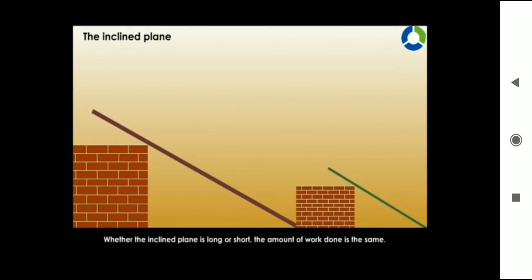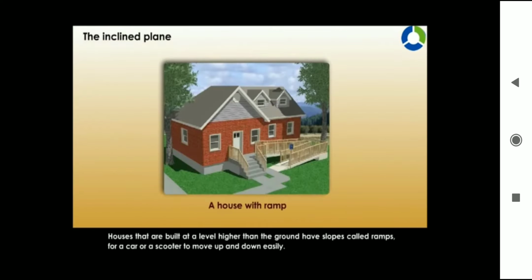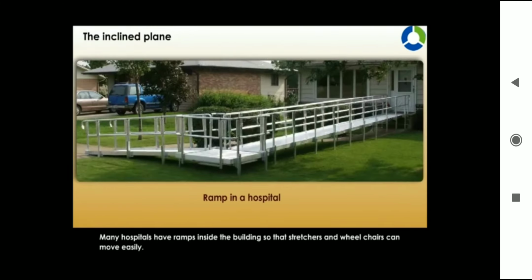Whether the inclined plane is long or short, the amount of work done is the same. An inclined plane does not decrease work, but it makes it easier. Houses that are built at a level higher than the ground have slopes called ramps for a car or a scooter to move up and down easily. Many hospitals have ramps inside the building so that stretchers and wheelchairs can move easily.